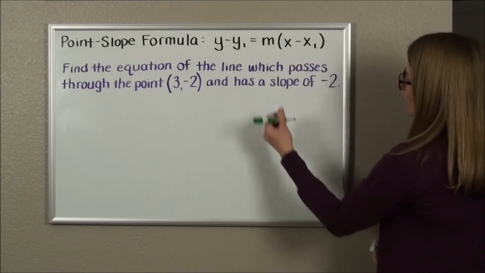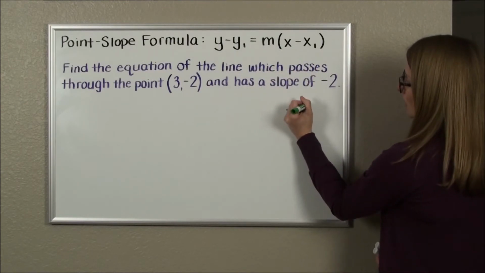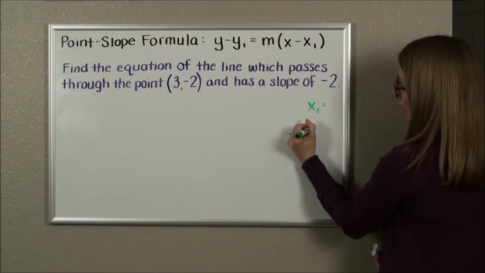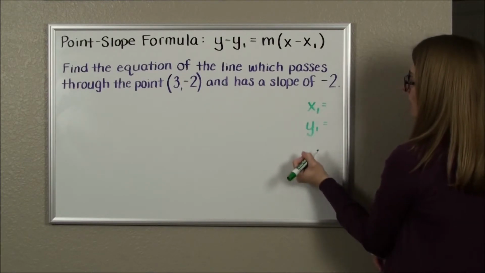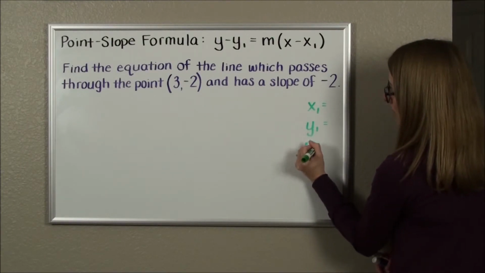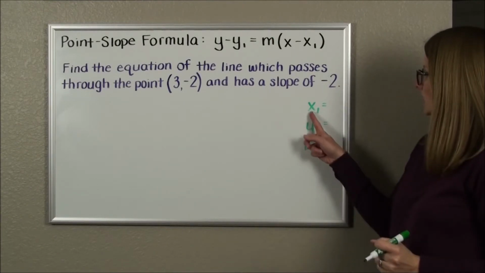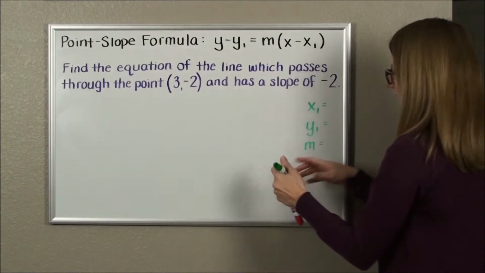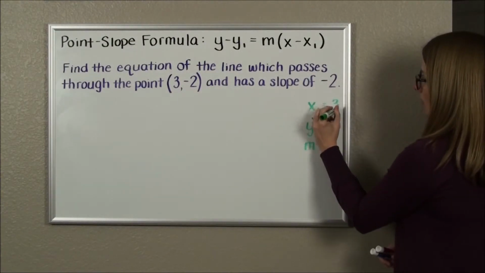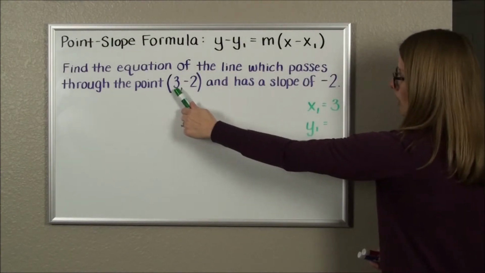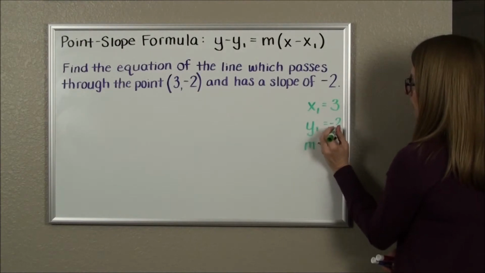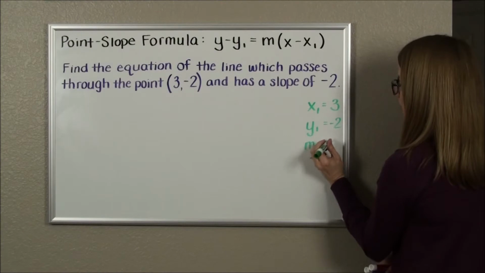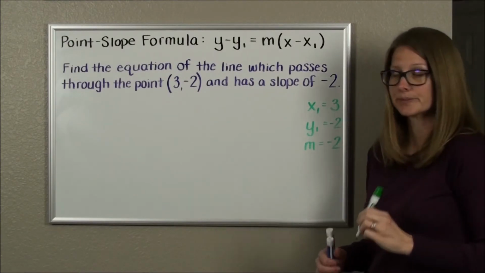Going up to my formula up here, I know that I have an x1 I need to identify, a y1 I need to identify, and a slope m that I need to identify. x1 and y1 are the coordinates of the point you've been given. So x1 will represent 3 from this ordered pair, y1 will represent the -2 from this ordered pair, and m will represent the slope, which is also -2.